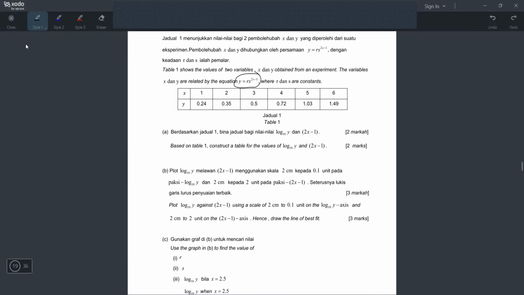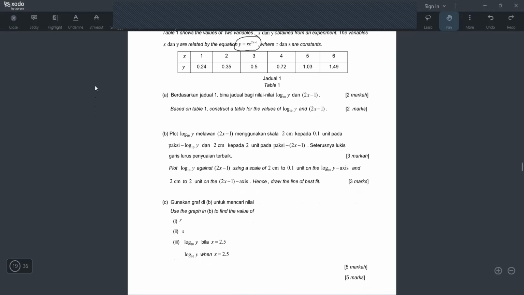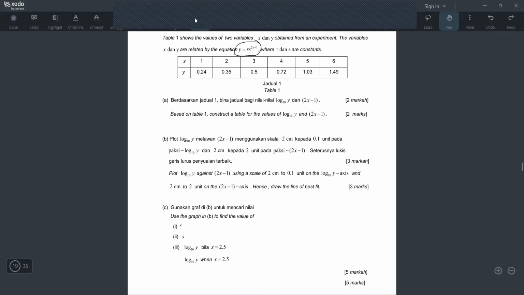Whenever we do linear law, we don't care whether the question asks us to change to linear form or not. We will always change to linear form. So the first step here is to change this equation to linear form. I know the question never asks you to change to linear form because A, they say construct a table, B, they say draw graph, C, they say find value. But you have to change to linear form because if you don't, later you cannot do part C. All right. So whenever we do a linear law question, just change to linear form.